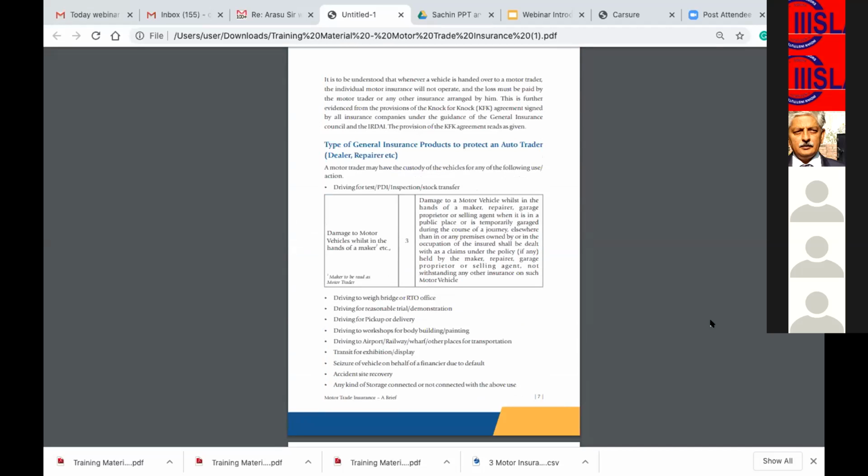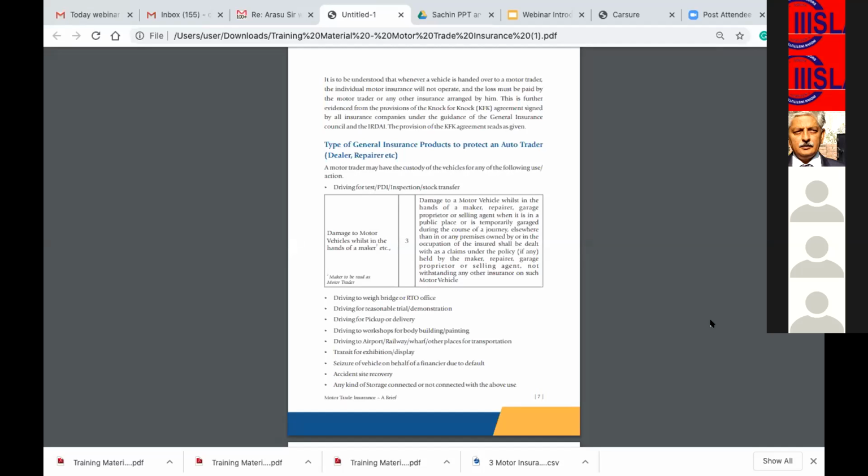There is an agreement called the knock for knock agreement between the insurance companies. It is being signed. The last one was signed in the month of October 2019 by all the insurance companies. That wording has slightly changed. I can read it a little later on. I will retrieve it and read it. But it has almost the same meaning, though it has given a big list now.